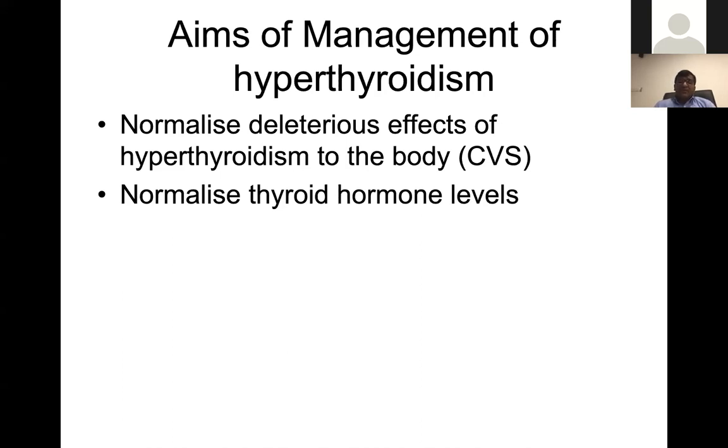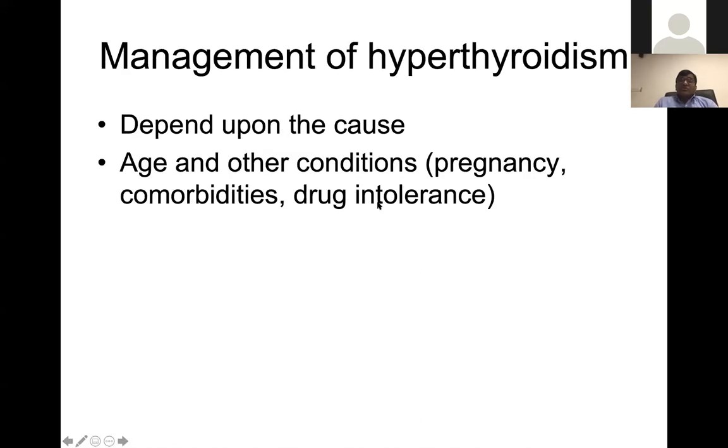Then also, in the long run, we need to normalize the thyroid hormone levels. So the management depends on the cause and also other conditions like the age of the patient, whether the patient is pregnant, other comorbidities, and whether the patient has drug intolerance.